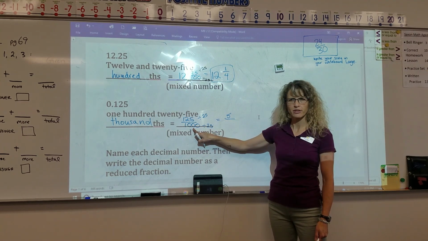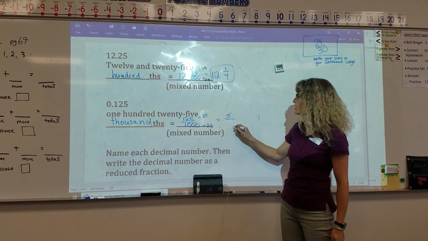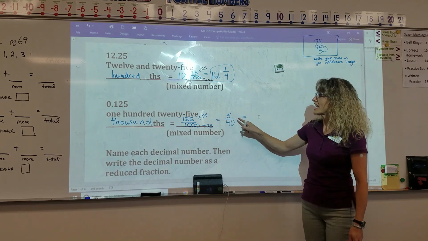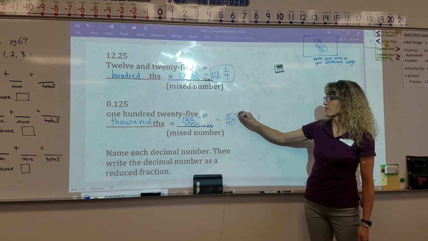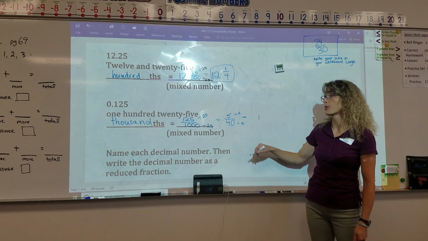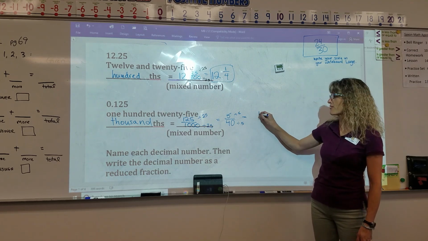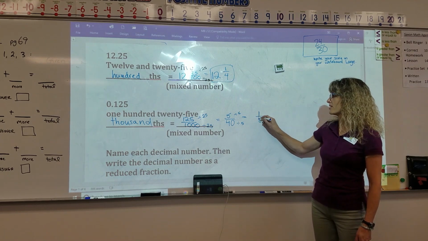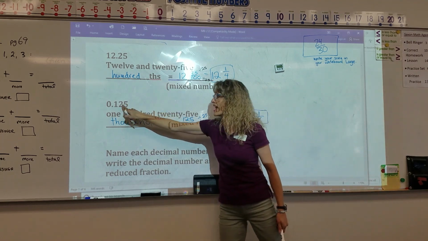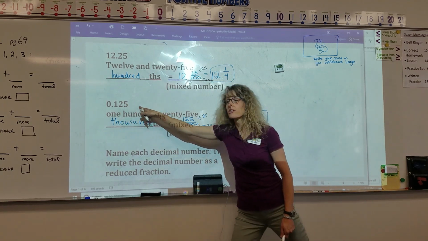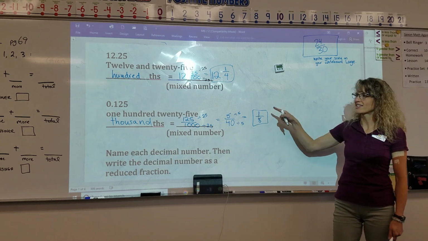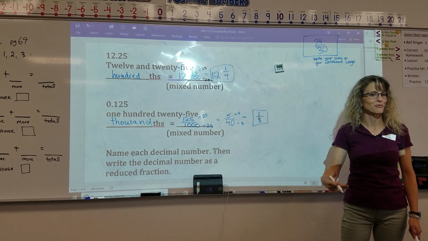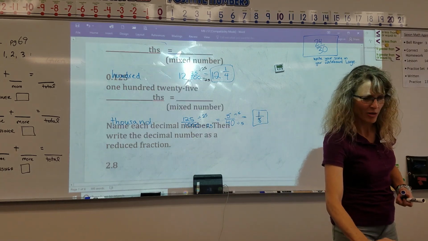How many quarters are in $10? Anyone know that one? Ethan? 40. 40 is right. Look at that. I can reduce it again because both are multiples of 5. 5 divided by 5 is 1. 40 divided by 5 is 8. So that's how I can go from a decimal to a fraction. Say it. How you say it is how you write it. It's pretty cool. It helps you out.